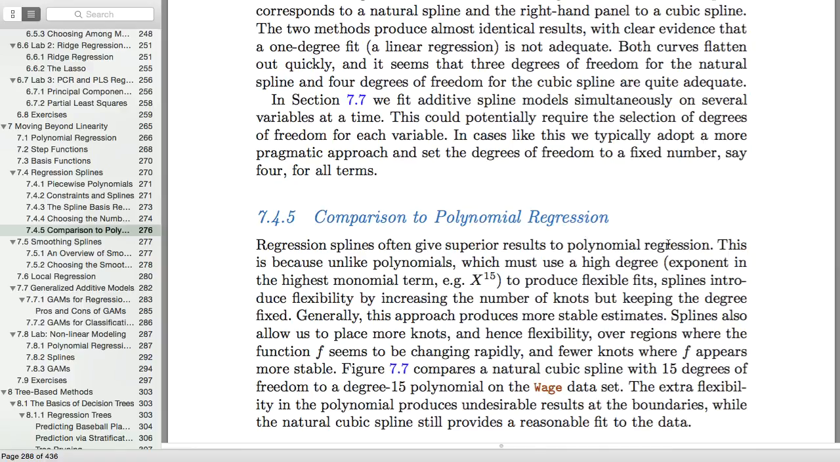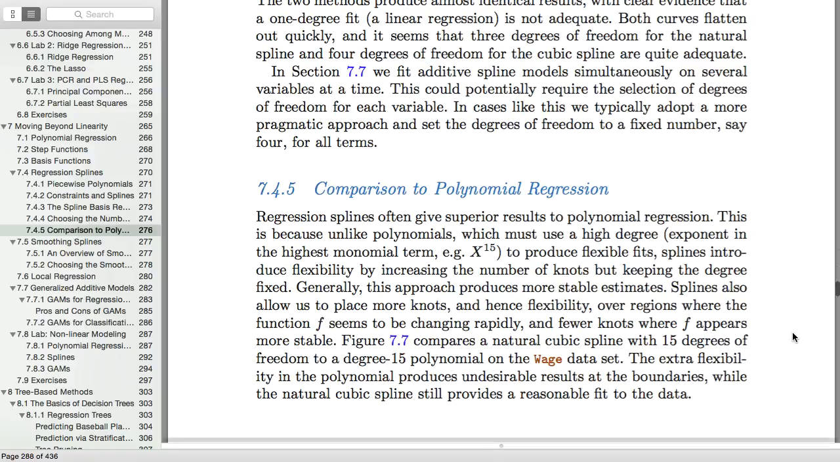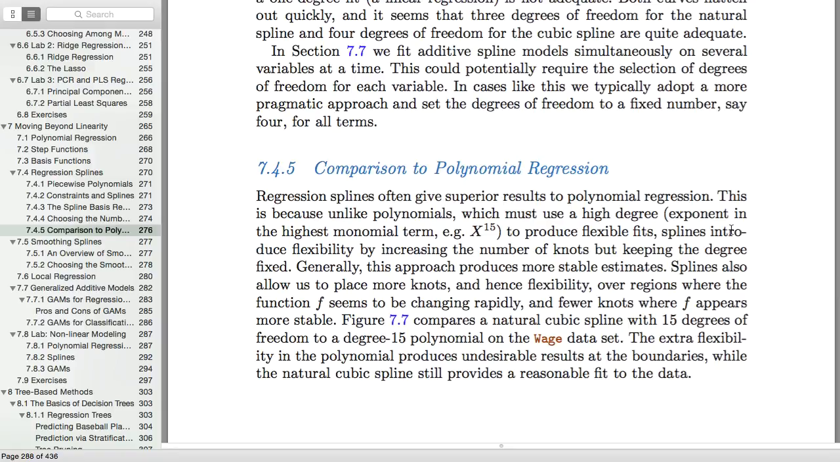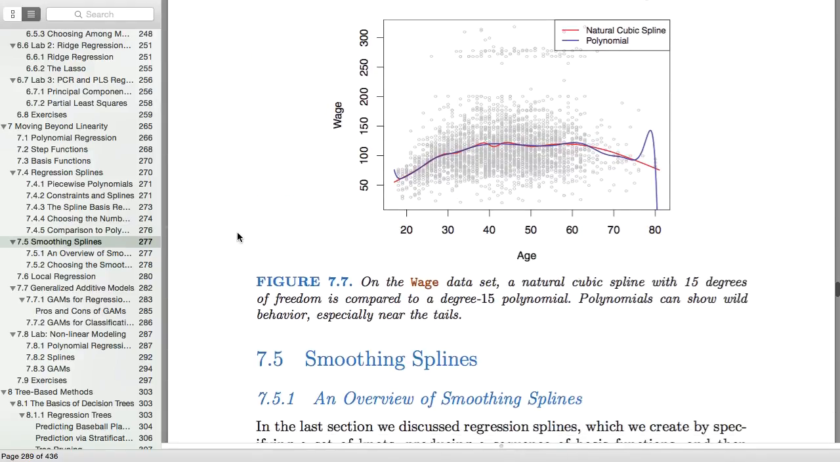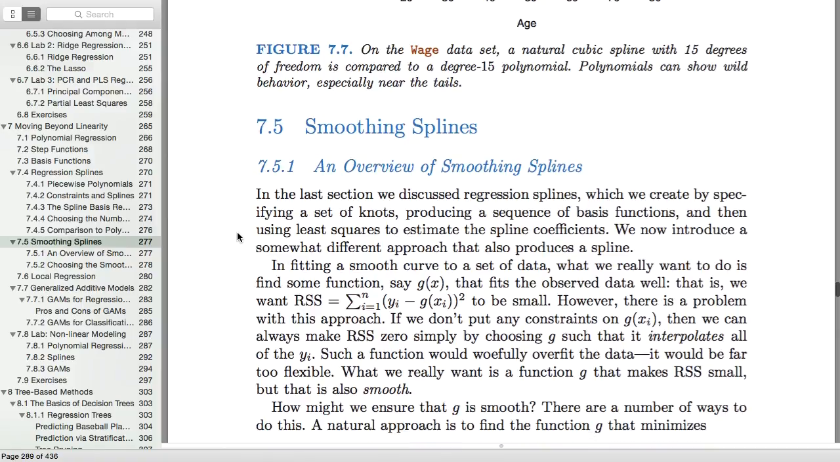So we looked at polynomial regression. This is superior to polynomial regression because we get a lot of flexibility without high degree. The high degree gives us a lot of craziness. So we get a lot of flexibility and stability. So this is kind of a superior approach in general to polynomial regression. But I want to move on to smoothing splines because I think the explanation is more natural. In fact, I might have even put smoothing splines first in the chapter because I think you can understand the regression splines better if you understand the smoothing splines.